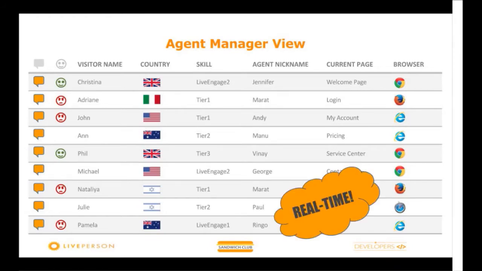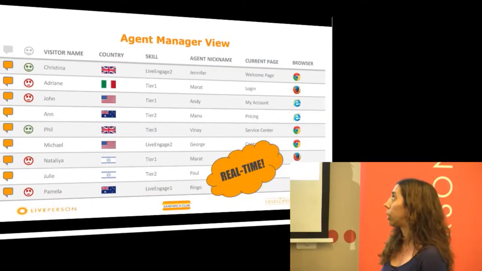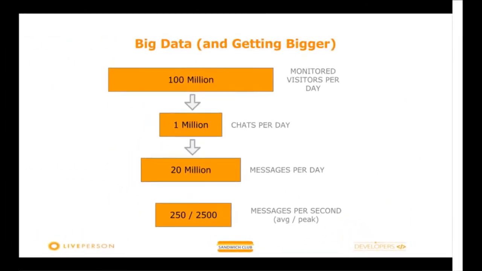So how do we do it in real time? First, we have to take a good look at the data we have here at LivePerson. We have a large amount of data here. We have about 100 million monitored visitors per day. They generate about 1 to 2 million chats per day, and they consist of about 20 million messages per day. This can be calculated as 250 messages per second on average, and during peak time, about 2,500.